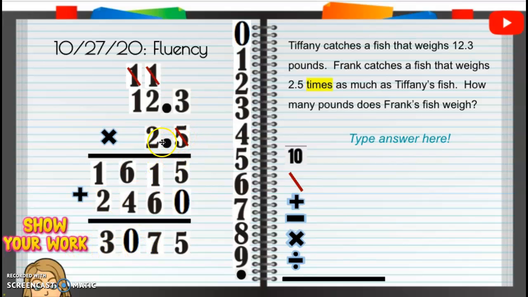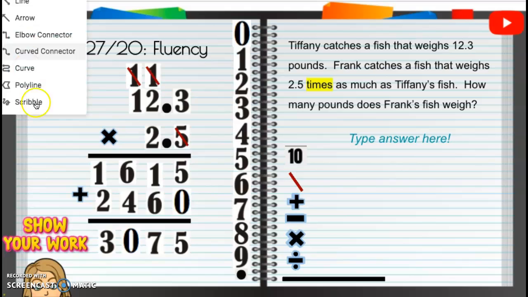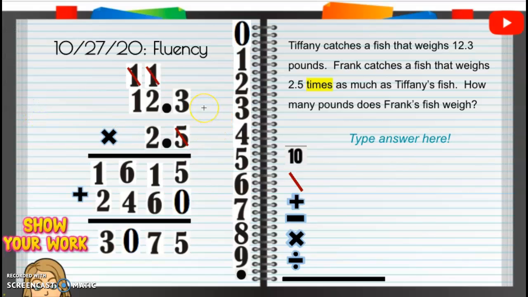Okay, so Tiffany's fish weighs 12 and 3/10. So when you have 12 and 3/10, then you multiply that by 2 and 5/10, or 2.5. So what do we need to do? Oh yeah, we need to look at those decimals. So if I look at the decimal, how many spaces am I going to move over? All right, so I go in 1, and then I go in another 1, which makes going in 2 times. So in our final answer, we are going to move our decimal over 2 digits, 1 and 2.